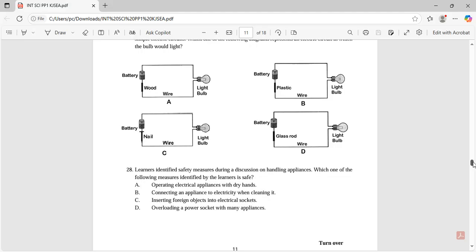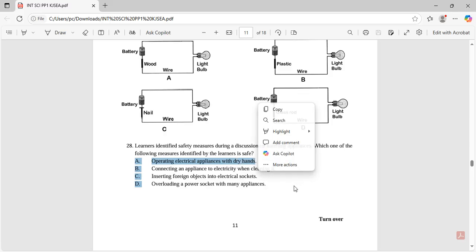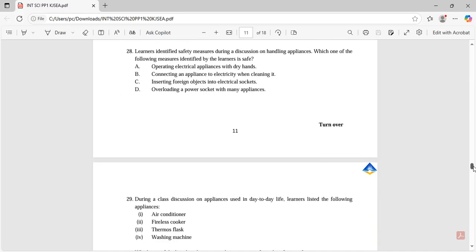Learners identified safety measures during a discussion on handling appliances. Which of the following measures identified by the learners is safe? Operating electrical appliances with dry hands, connecting an appliance to electricity when cleaning it, inserting foreign objects into electrical sockets, overloading power sockets. So operating electrical appliances with dry hands, not wet hands. So 28A. That's a safety measure.